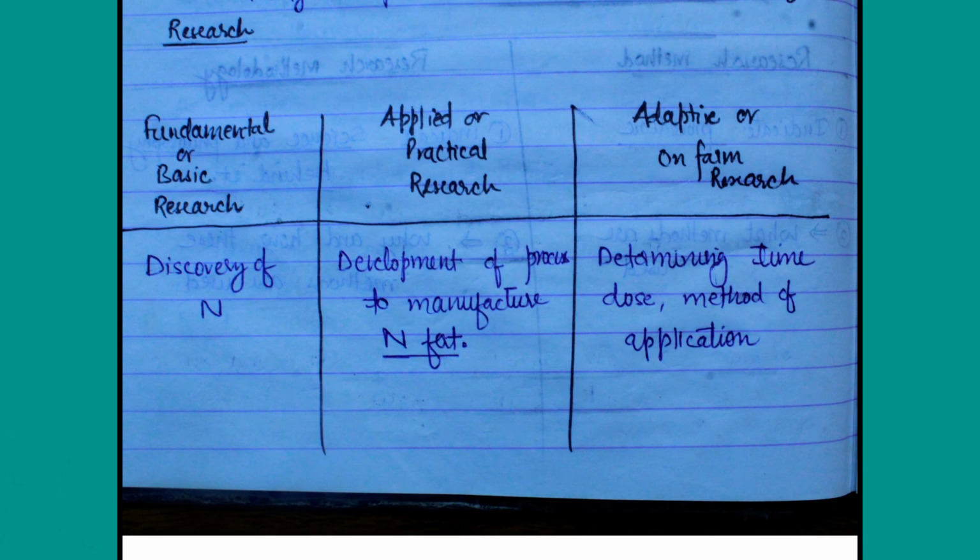So this is wonderfully explained. This is a classical example: discovery of nitrogen, basic fundamental research. Development of a process for manufacturing nitrogen, applied or practical research. Determining the time, dose, and method of application of nitrogen in rice or in other crops is adaptive or on-farm research. So this is the first categorization of research.